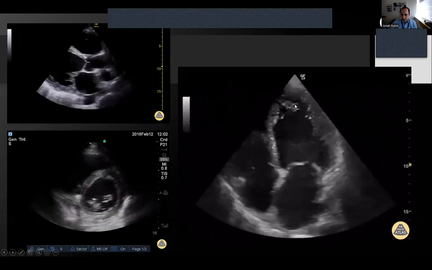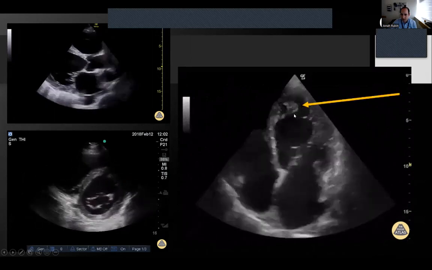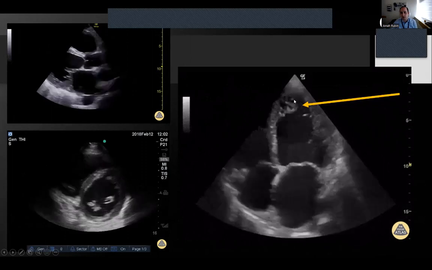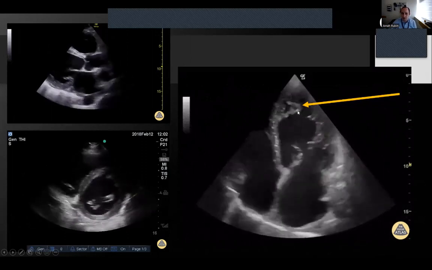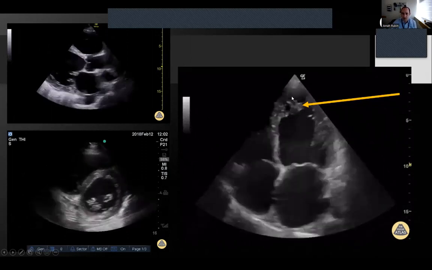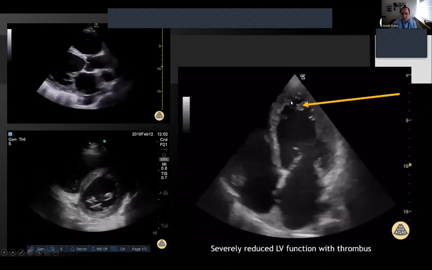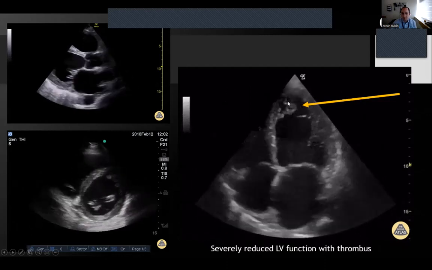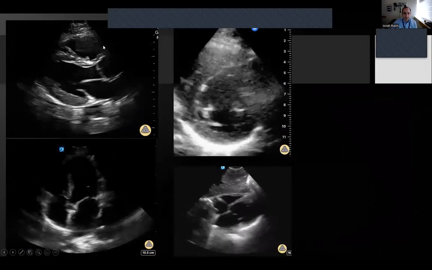Again, over here, you might even pick up that there's a small LV thrombus, although those could be confused with the trabeculae of the heart. So we'd be careful calling that early on, maybe something to get a formal echo for. Severely reduced LV function with a thrombus here. Two more cases to just briefly touch on.